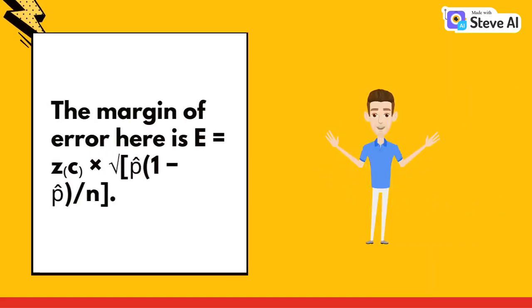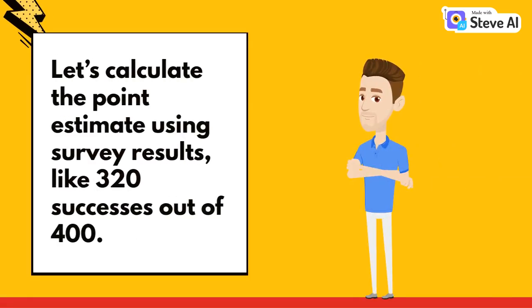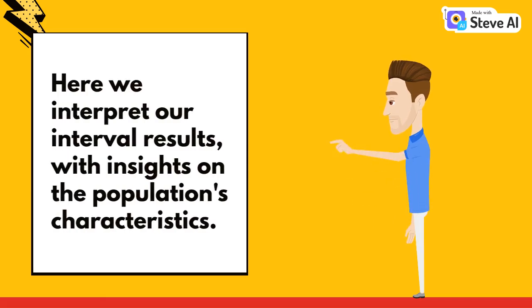The margin of error here is E equals Z(C) times the square root of p(1 minus p)/n. Let's calculate the point estimate using survey results, like 320 successes out of 400. Here we interpret our interval results, with insights on the population's characteristics.